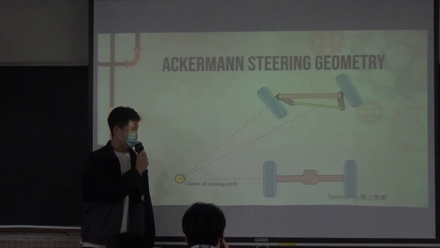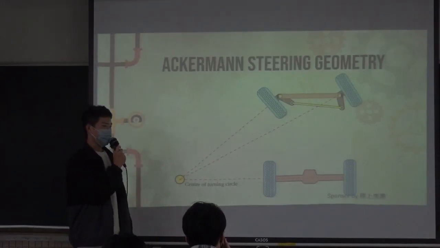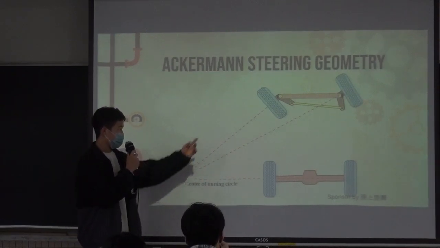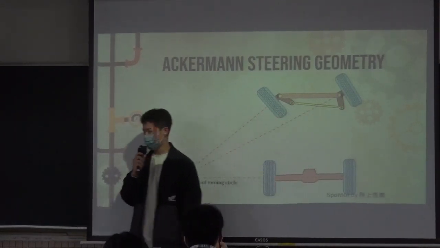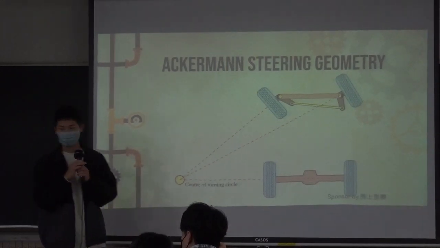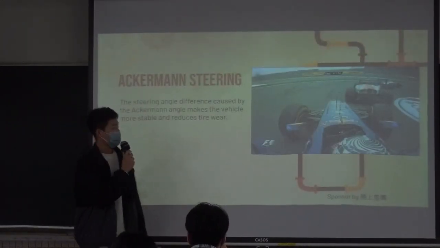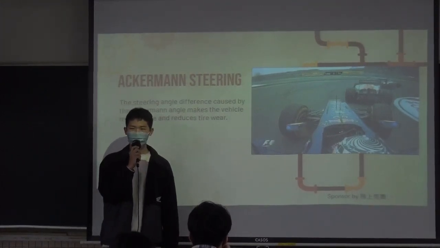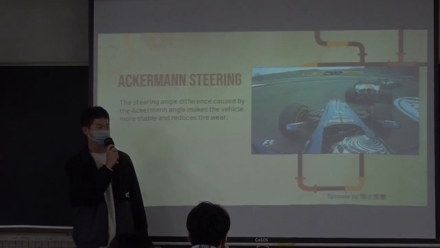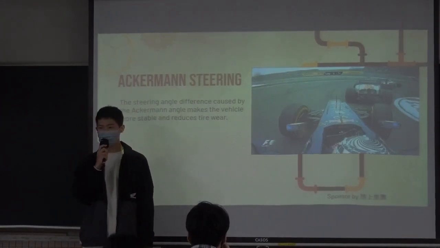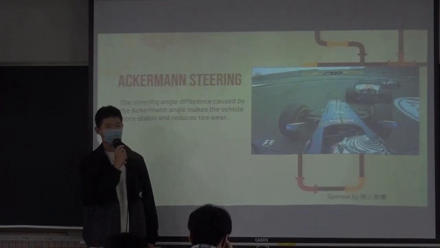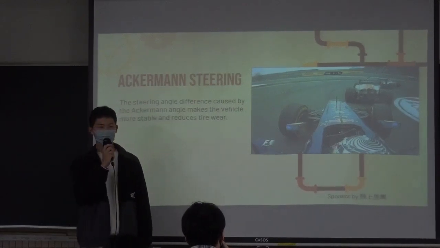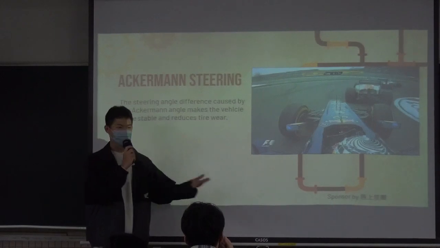The Ackermann angle is the difference in the wheel angle between the inside and outside tire. In order for the car to turn smoothly, the inside tire must travel on a smaller radius than the outside tire, allowing the car to turn. This is achieved by the inside tire turning more than the outside tire, and this concept is known as Ackermann geometry.